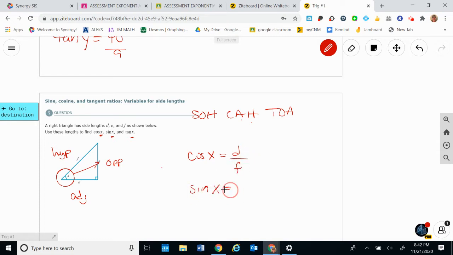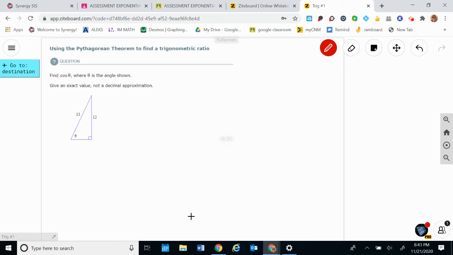Sine of x is equal to opposite over hypotenuse, E over F. Tangent of x is equal to opposite over adjacent. So it's E over D. Hopefully that isn't too confusing. It's really just naming these ratios.